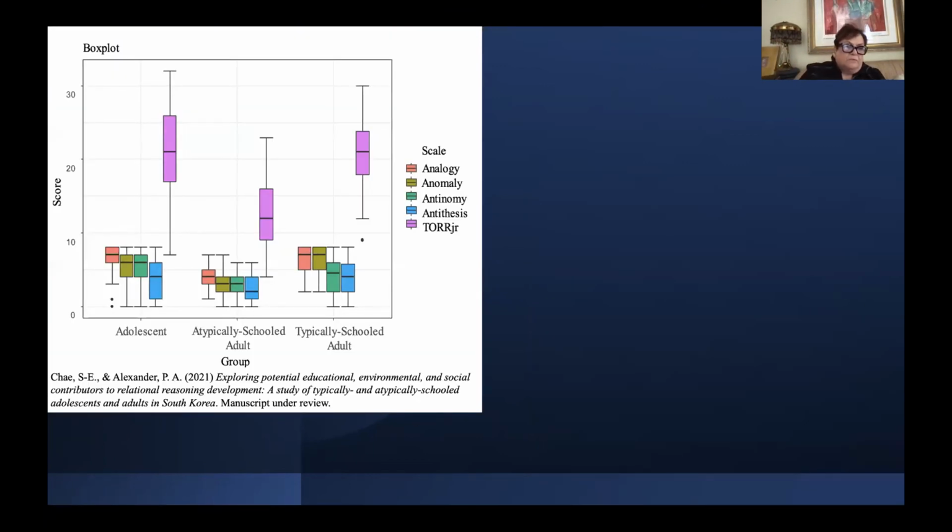This is a study that we did. It's for a special issue, I think, that Lindsay's working on. And what we wanted to do is, we had an opportunity in South Korea to look at adults, and I don't mean young adults.